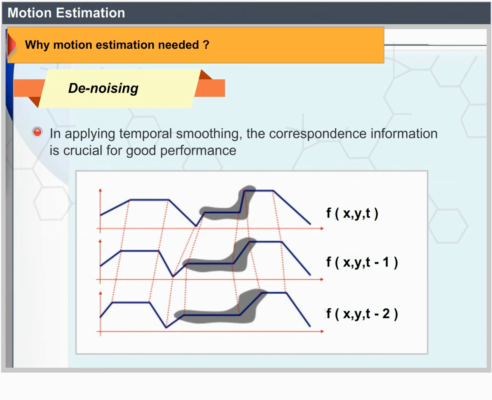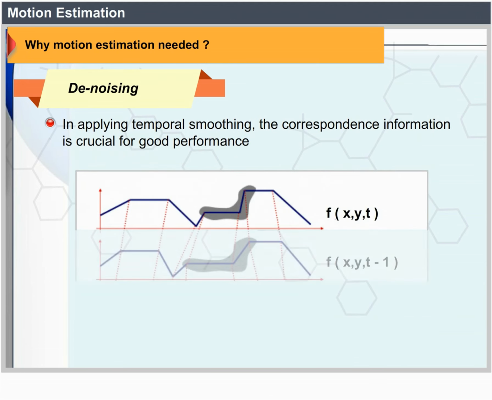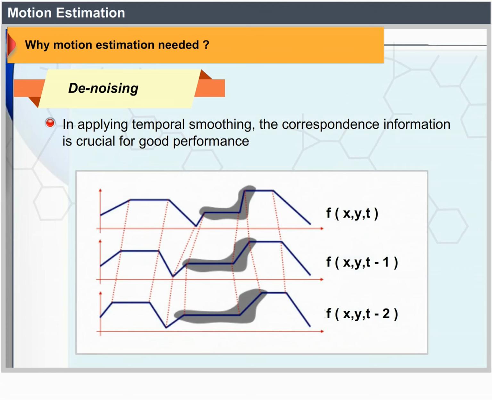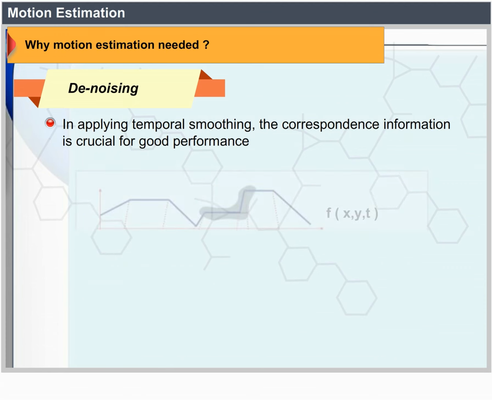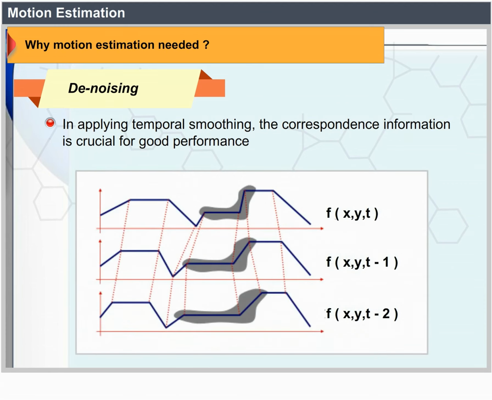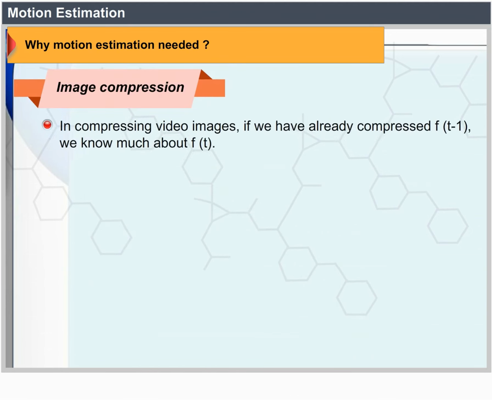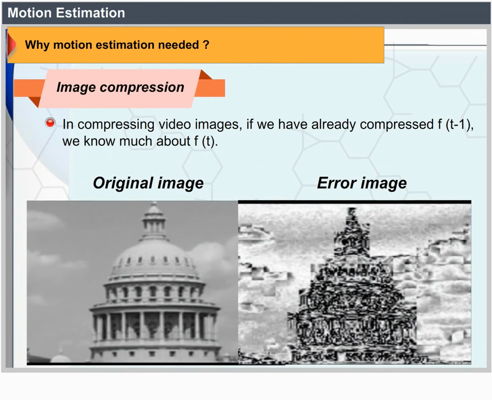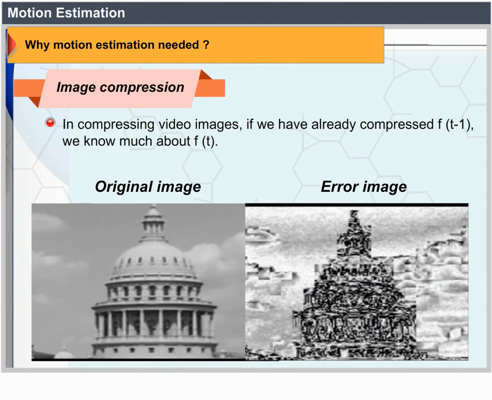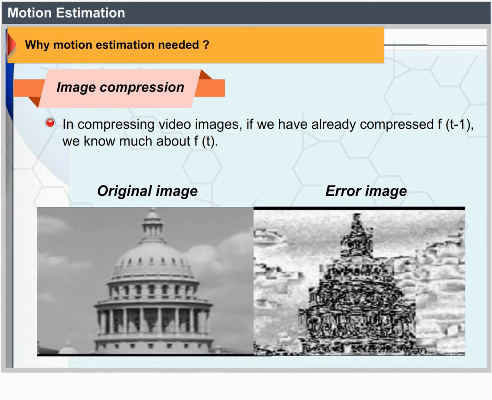In applying temporal smoothing, the correspondence information is crucial for good performance. Denoising graphs are shown on screen. Image compression. In compressing video images, if we have already compressed function f of t minus 1, we know much about f of t.